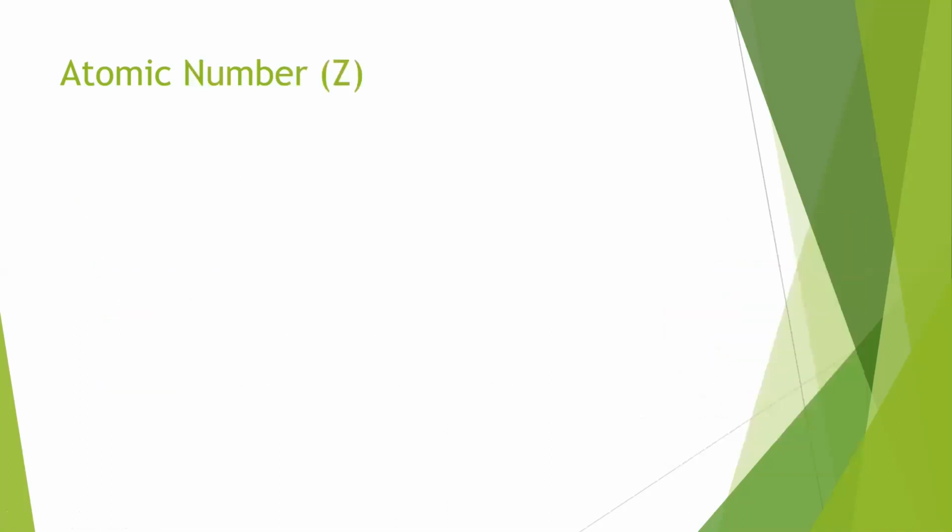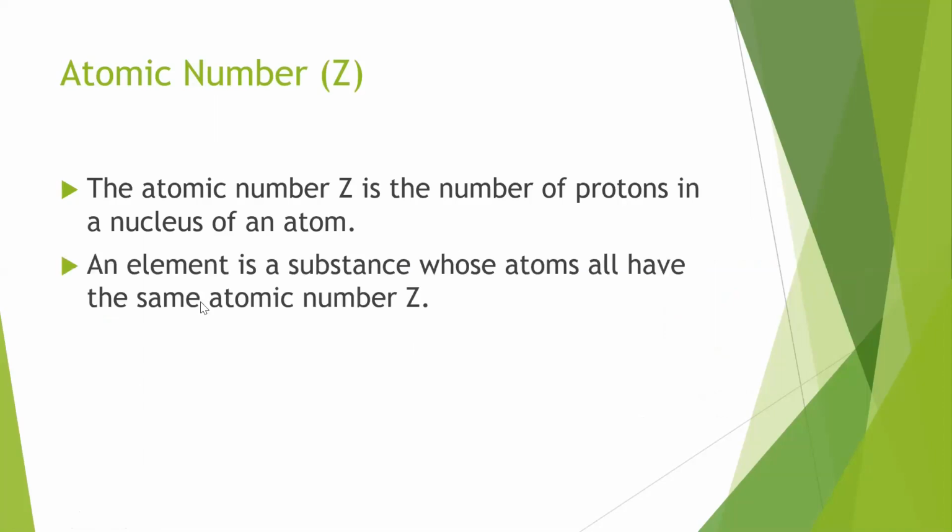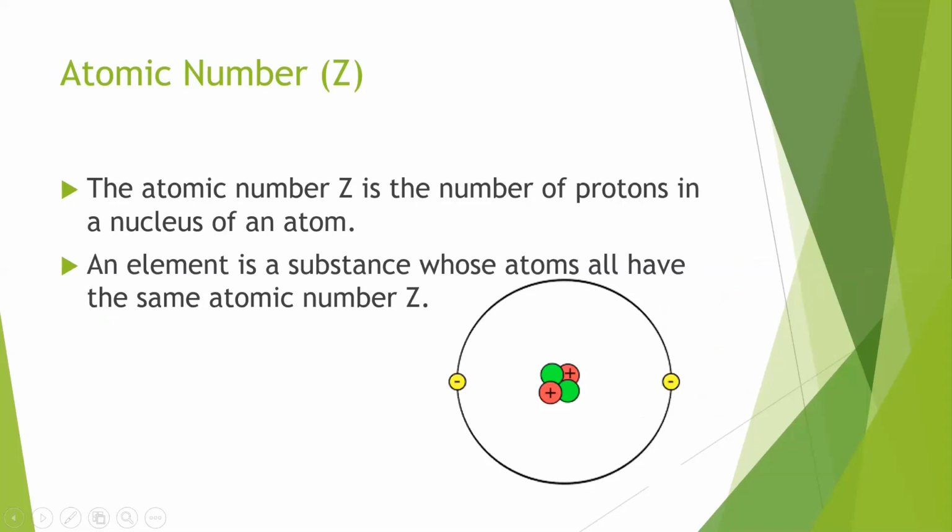So now I'll discuss the atomic number Z. The atomic number Z is the number of protons in the nucleus of an atom. And an element is a substance whose atoms all have the same atomic number Z. So if you have a picture like right here, all you have to do is count the number of protons. Remember, protons have positive charge. So you count how many positive particles. There's 1 here, 2 here. So you can say Z equals 2. It's that straightforward.